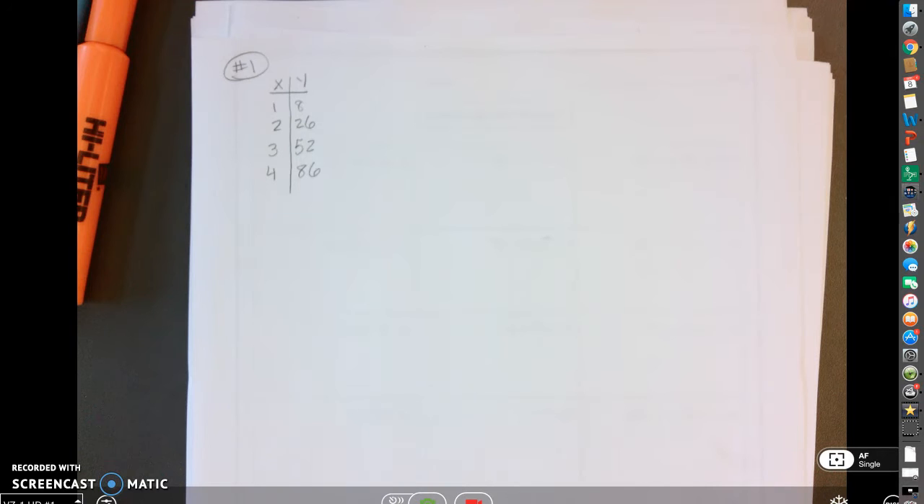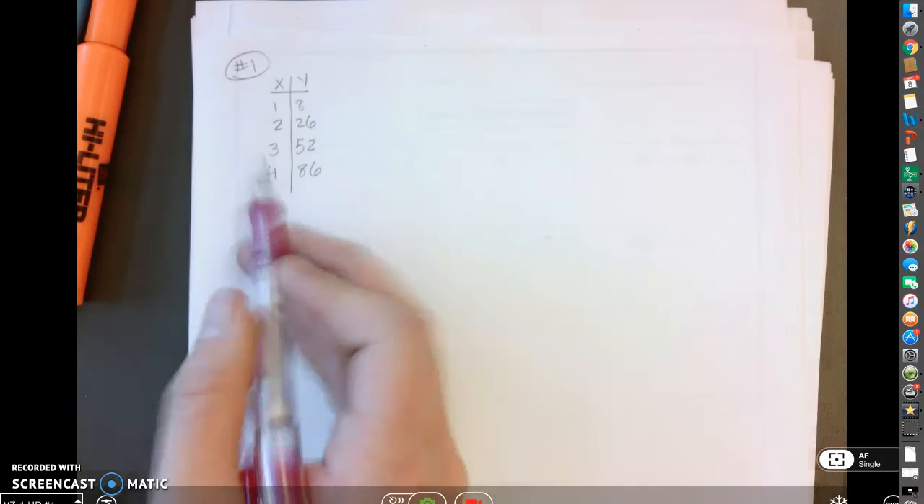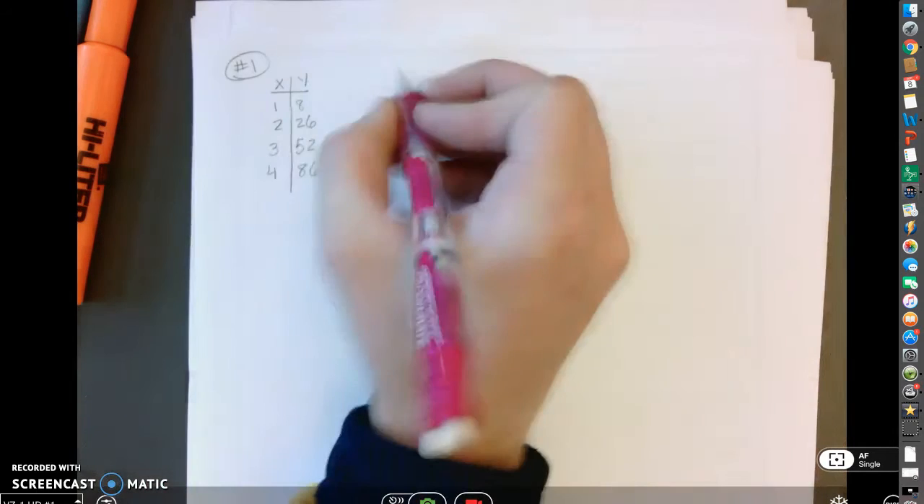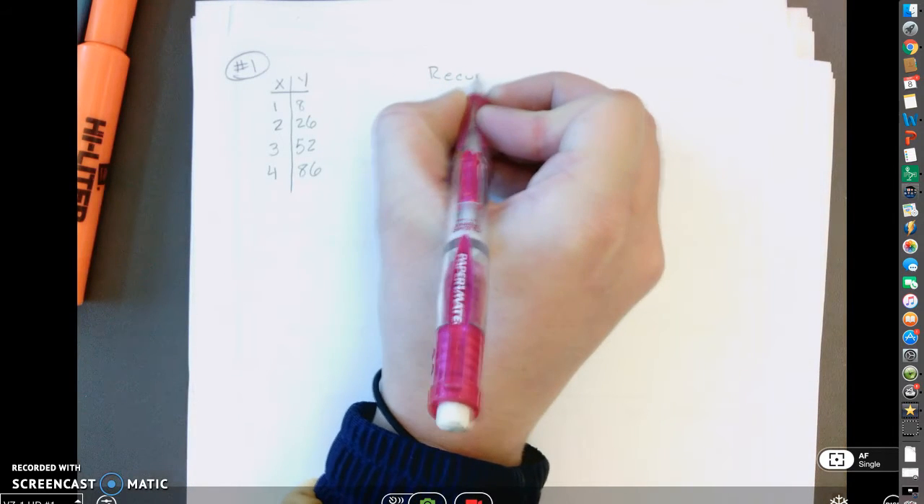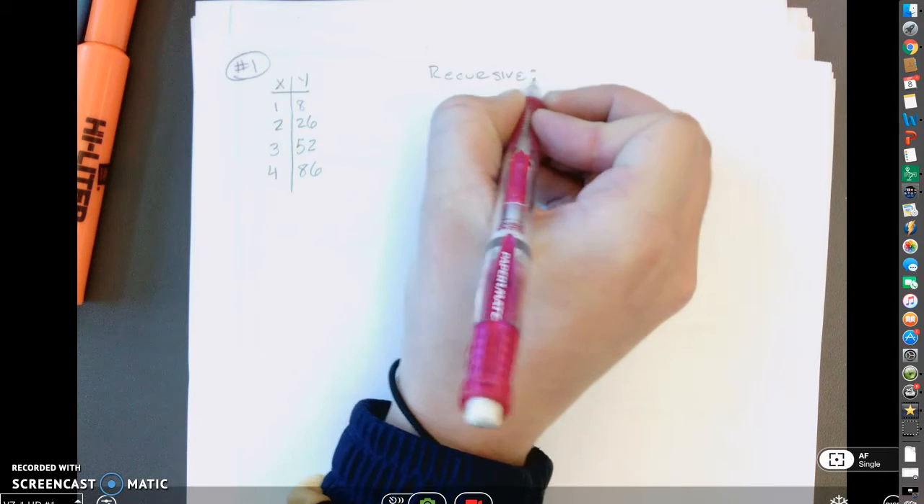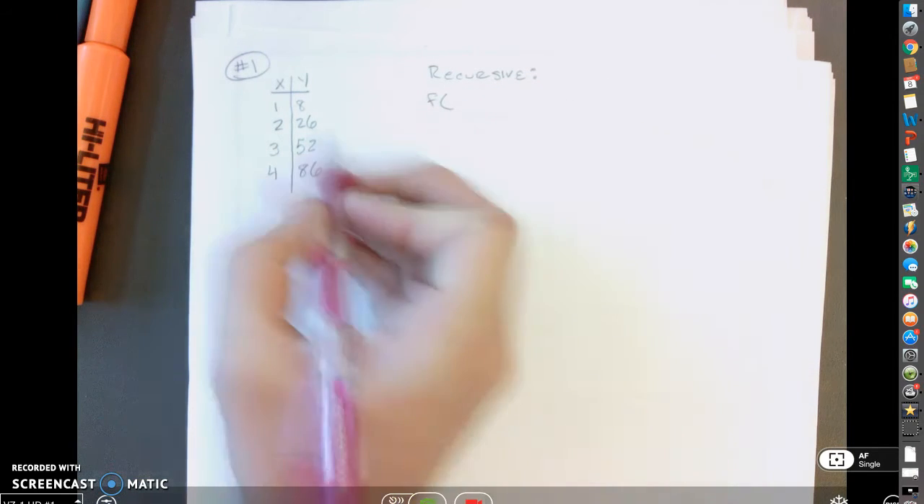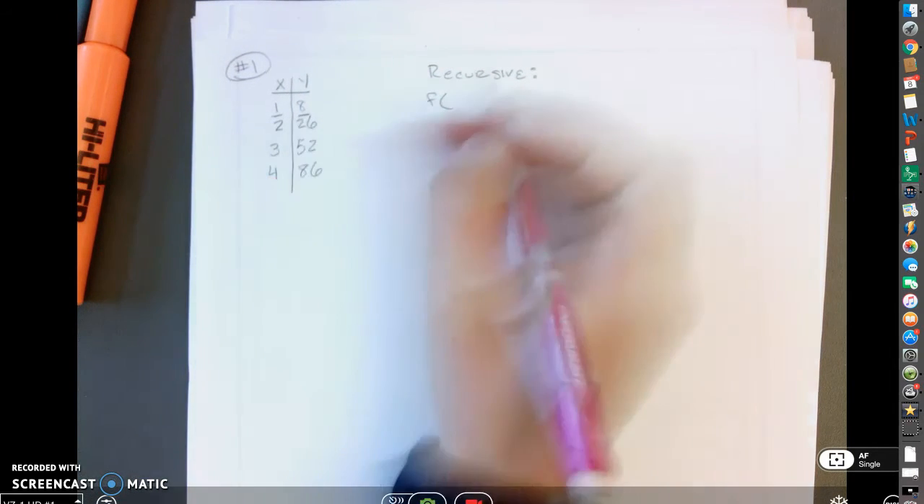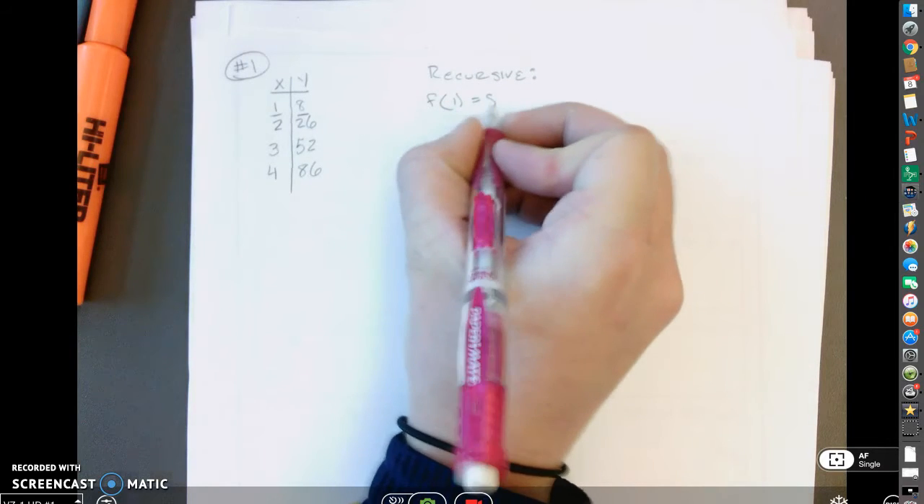Okay, so here's the worksheet. It was writing the recursive and explicit equations for each table. So for number 1, here was our table, and then you have to write your recursive. Okay, so our recursive is always f of whatever our first x is and the first y. So it's f of 1 equals 8.